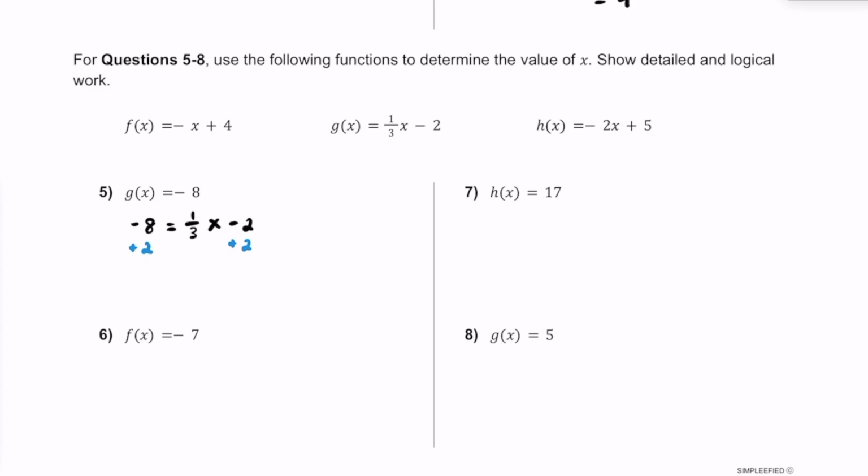So let's add 2 to both sides of this equation. If we add 2 to both sides here, on the left side we're going to get -6, and on the right side we're going to have 1/3 of x. And then on both sides of the equation, we can multiply the right side by 3 and multiply the left side by 3 as well. Use the multiplicative inverses. If we do that, we're going to get -18 is equal to 1x, or just equal to x here. So this would be the value of x if g of x was equal to -8. So we can write our solution here and say that g of -18, if x was -18, we would get this -8 value here. So this would be our answer.